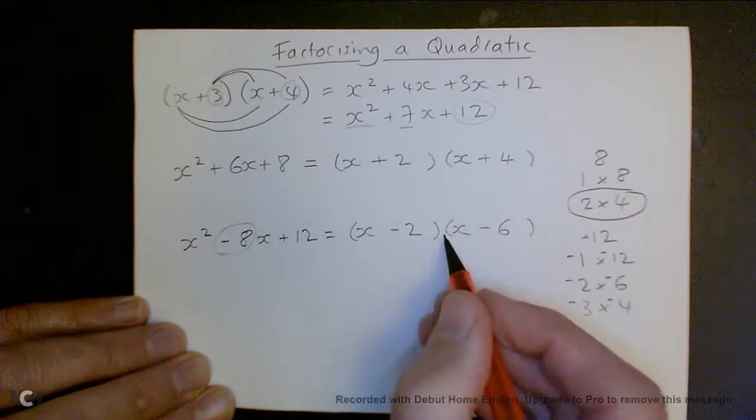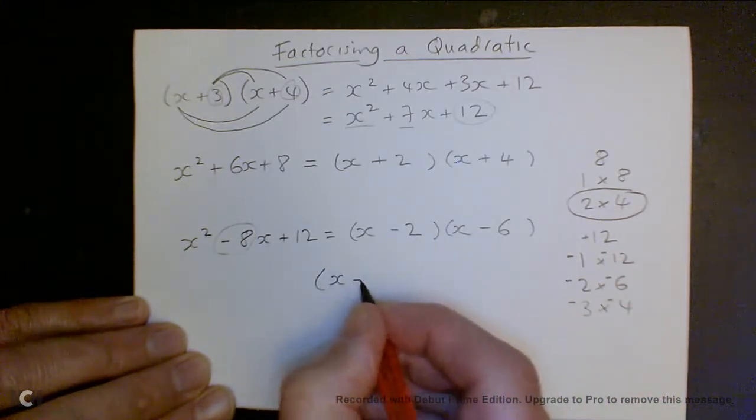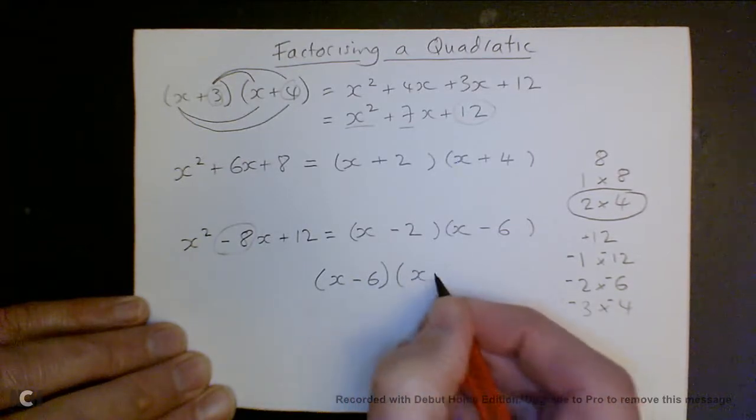By the way, because this means multiplying two brackets, a valid answer would be writing them the other way around as well.